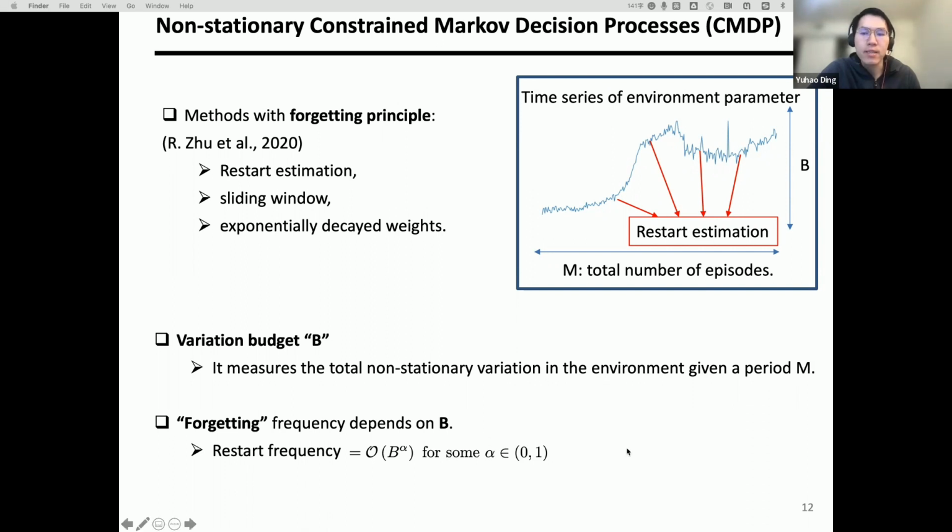Therefore, a key notion, the variation budget, is introduced in non-stationary RL to measure the total non-stationary variation in the environment over a given period. Usually, to achieve the optimal performance guarantee, the forgetting frequency, such as how often we should restart the model estimation, needs to be carefully designed, such that the restart frequency is a sublinear term of the total variation budget, like on the order of B to the power of alpha, where alpha needs to be carefully designed.